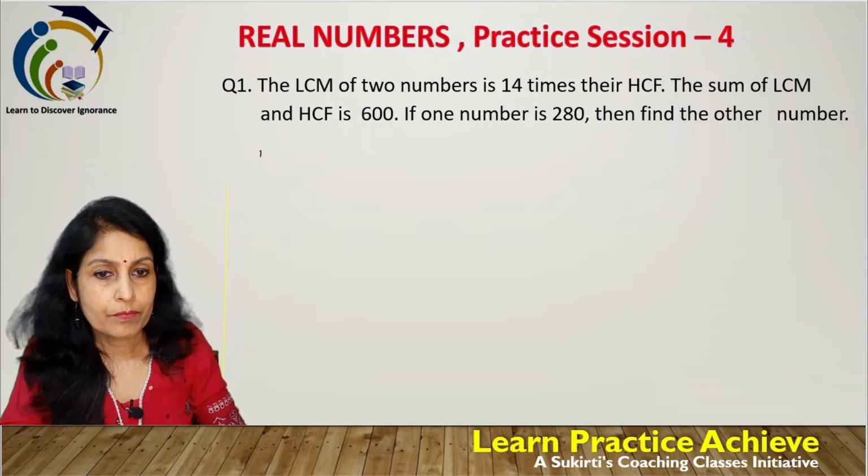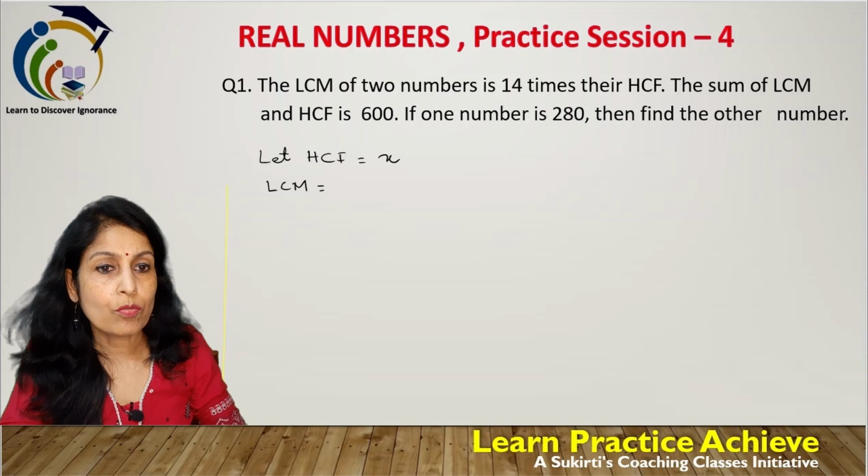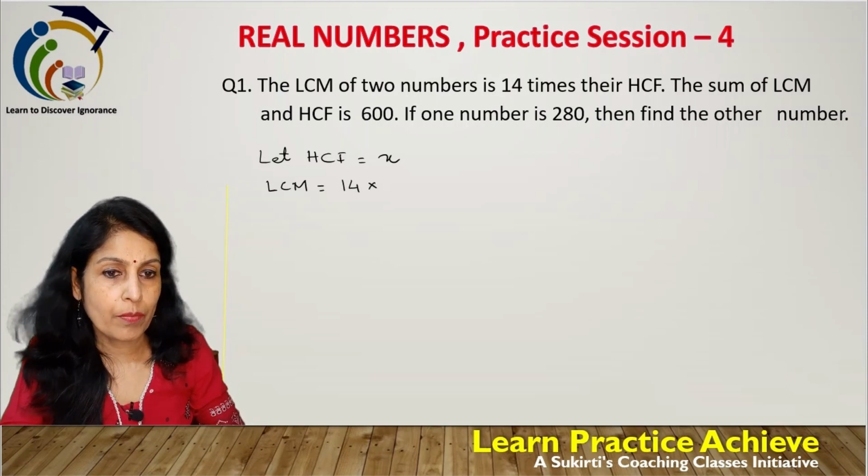So let HCF be equal to X. Then what is LCM? LCM is equal to 14 times their HCF. It means 14 multiplied by X is equal to 14X.